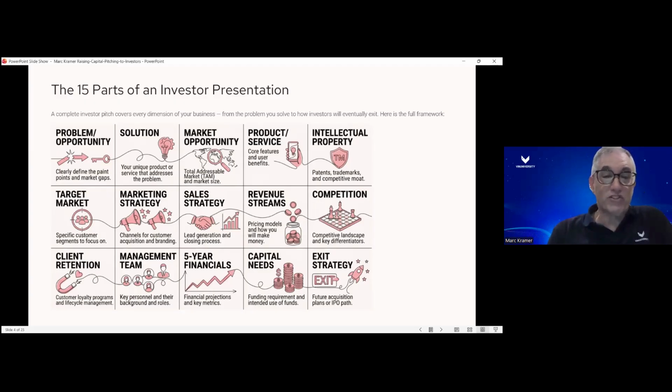So this first step you're taking with an investor presentation is like going on a first date. You just want them to get enough information that they feel some chemistry and they want to have a second date.